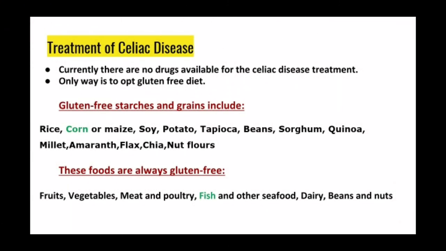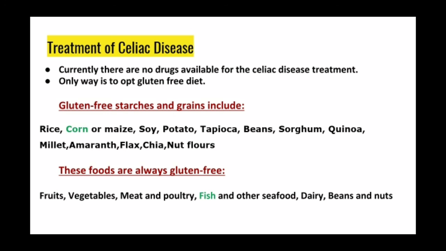Treatment of celiac disease. Currently in the pharma market there are no drugs available for the treatment of celiac disease. The only option is to have a gluten free diet. Means your food should not contain gluten rich grains. Different options are available which contain gluten free starches. Examples are rice, corn, maize, soy, potato, tapioca, beans, sorghum, quinoa, millet, amaranth, flax seeds, chia seeds, nuts, flours.